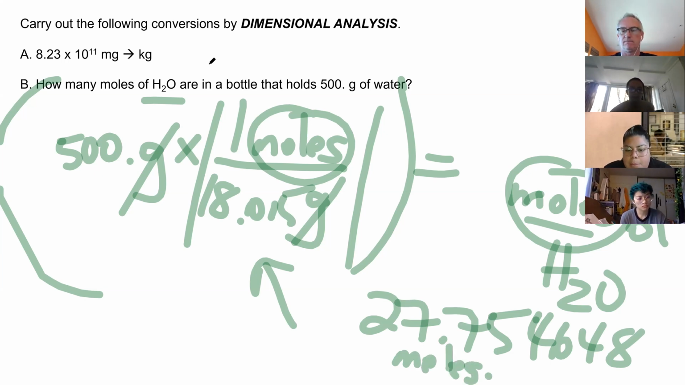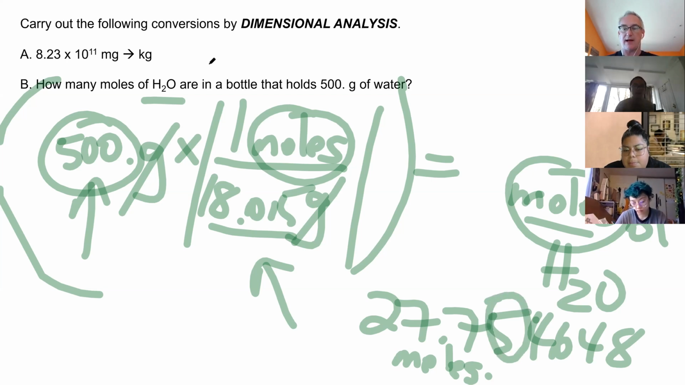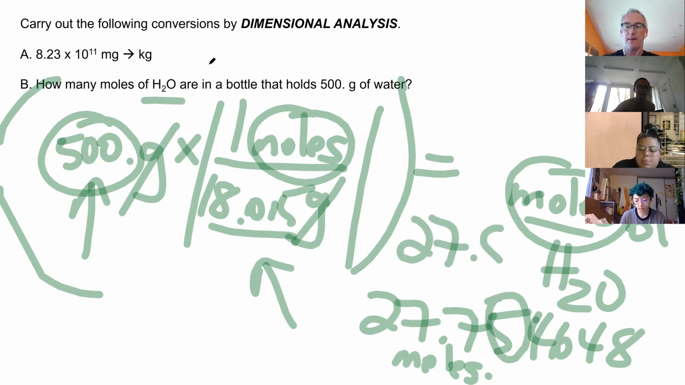Why? Significant figures. Exactly. There are 3 significant digits here and 5 significant digits there, and we're doing multiplication and division. So we're limited by the least precise number, and our least precise number in this particular series is this one. So we're limited to 3 sig figs. So what's our final answer going to be? 27.7. Nope, 27.8 moles of water, because this is a 5, so we round up.